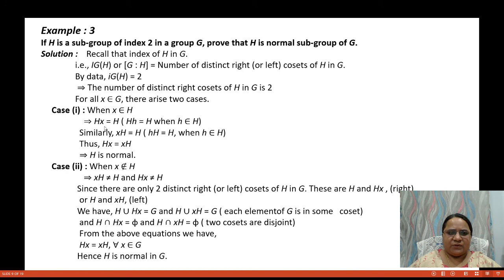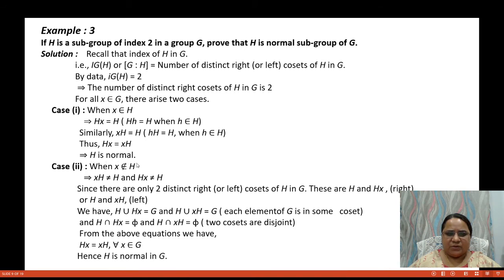When x belongs to H, what do we have? Hx is equal to H, since H·H is equal to H when h belongs to H. Similarly, xH is equal to H. In the same way, we have xH. See, we have the definition of a normal subgroup in 3 different ways. We are using the second one here. So H is normal again.